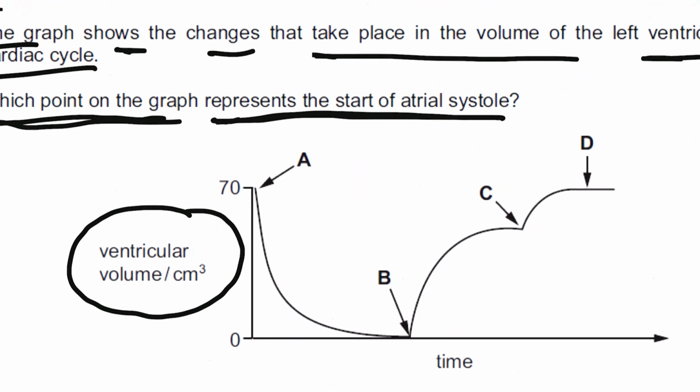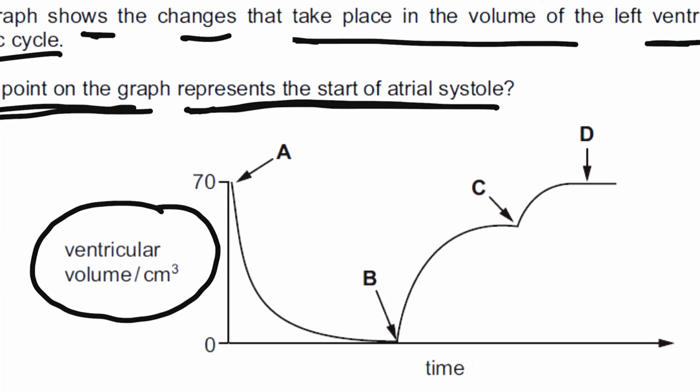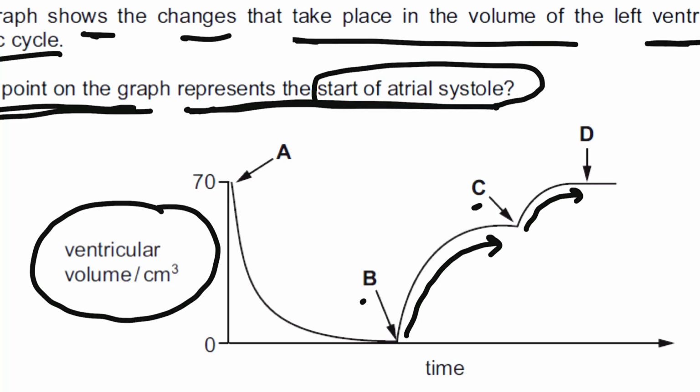So over here there are two options that can be the answers, B or C, because they say start of the atrial systole. As the atrial systole starts, after that the volume of the ventricle should increase. So the volume of the ventricle is increasing after B and after C. So what do you think? What should be the answer?